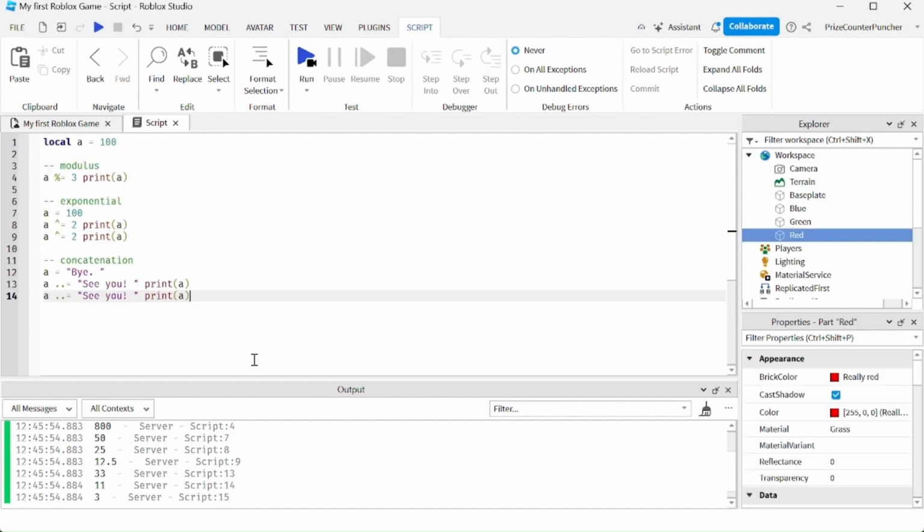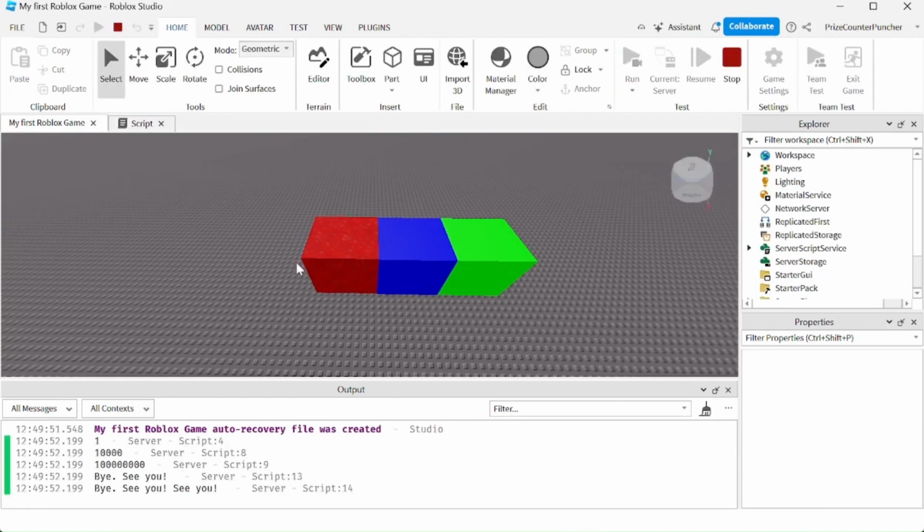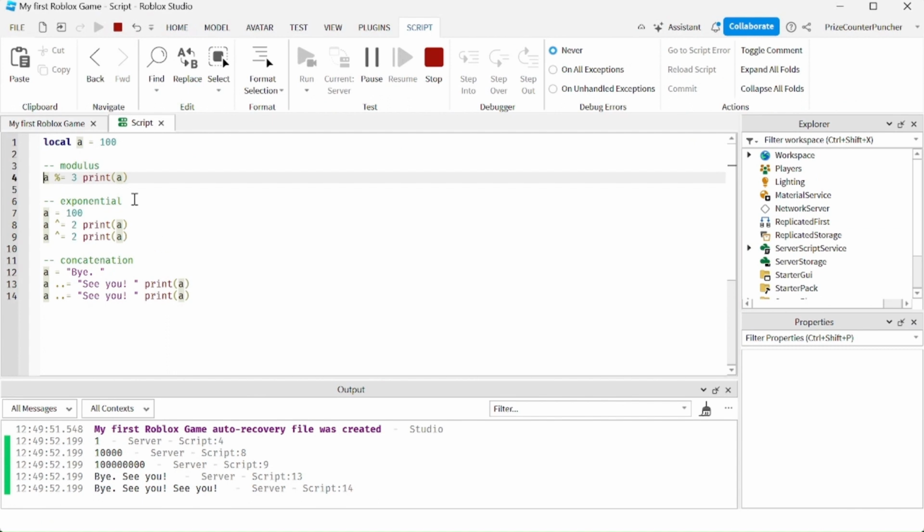Here are some more interesting examples. On this line here, we're doing the modulus. We have exponential here, and we have concatenation here. Let's take a look. So on this line here, we have 100 mod 3, which means that we're taking the remainder of that division. So it's 100 divided by 3, and the remainder is 1. On this next line here, we're doing exponential. So 100 squared gives us 10,000, and 10,000 squared, we get this number right here.